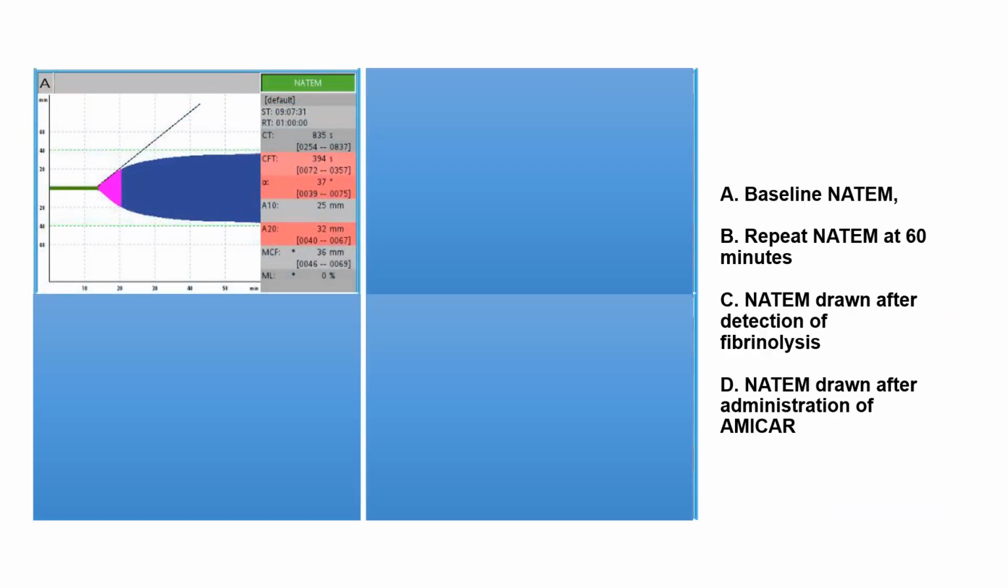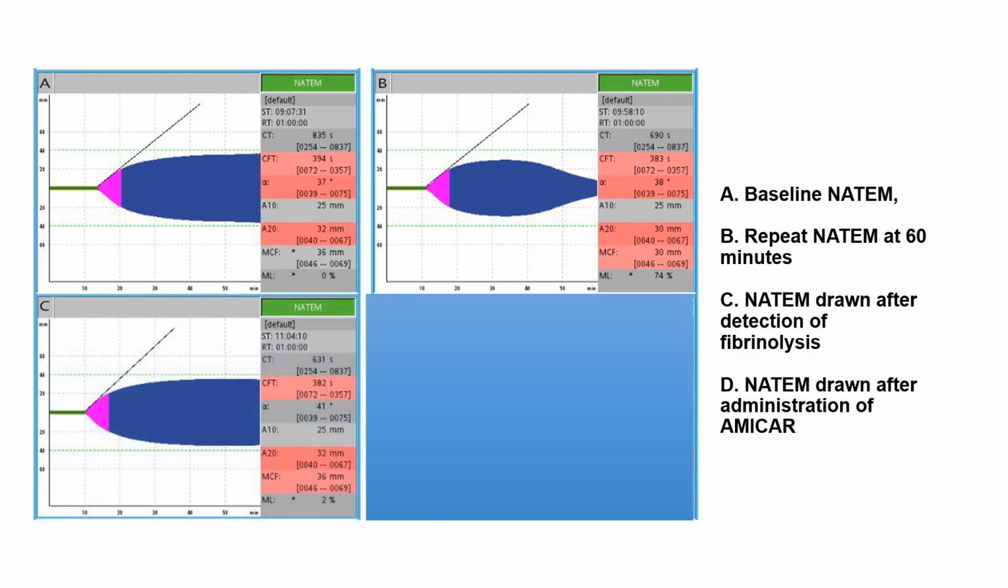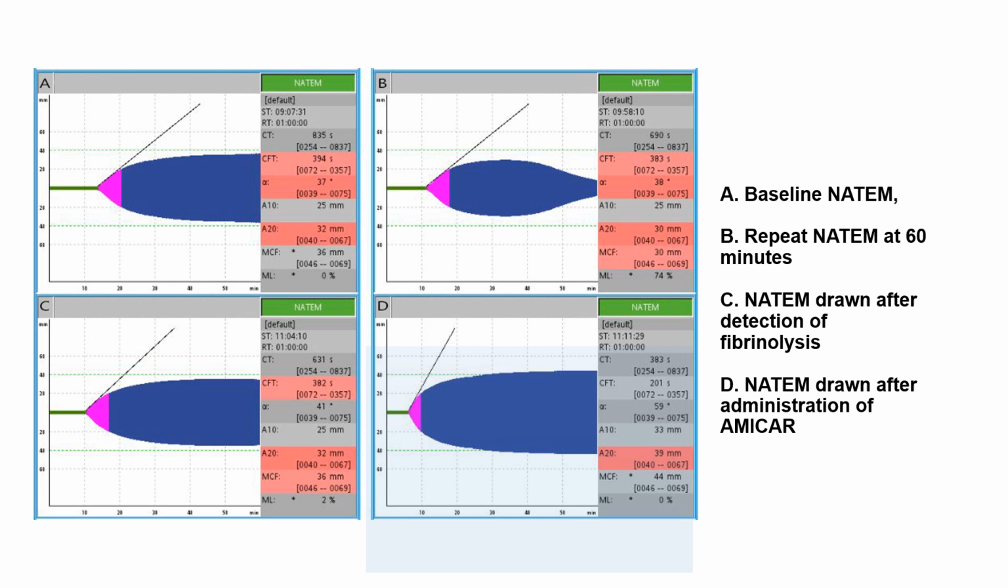So A is the baseline ROTEM before the incision. B is when we saw the fibrinolysis. This is 1 hour after the patient actually had fibrinolysis. We did repeat the ROTEM before administering any antifibrinolytics, and that shows fibrinolysis is completely resolved on its own. We did give 1 cc of 250 milligram Amicar, and this is the repeat NATEM. It shows there's no more fibrinolysis. So in this case also we confirm that antifibrinolytic was not needed, and we gave a very small dose.